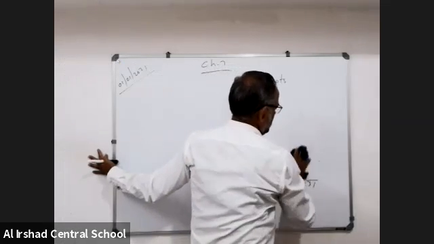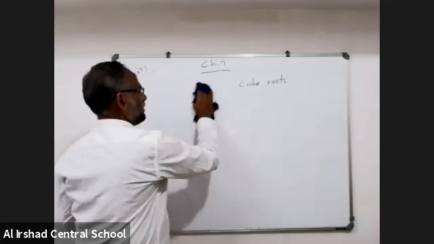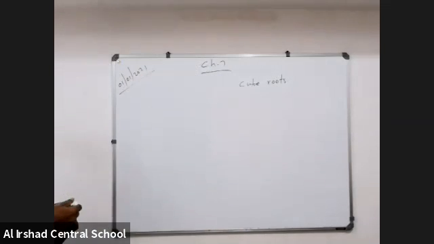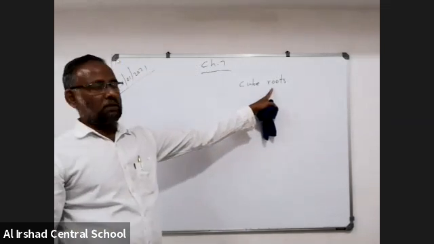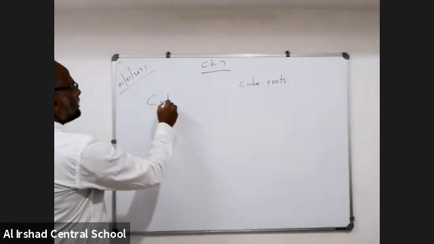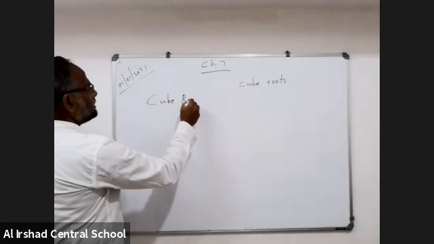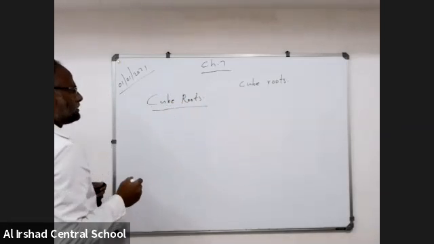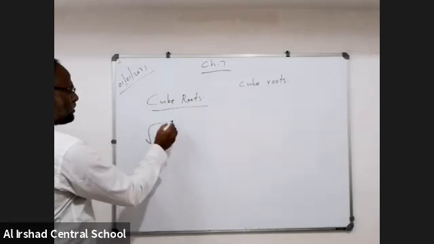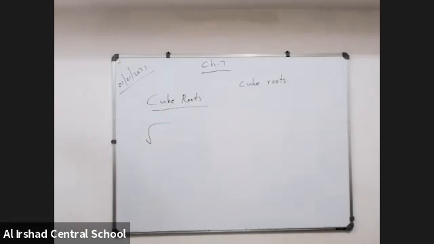What is it that I wrote there on the whiteboard? The second part, what is it? What is this? Cube roots. Okay, so cube roots. First, I am talking about square root. This is square root. We studied square root.